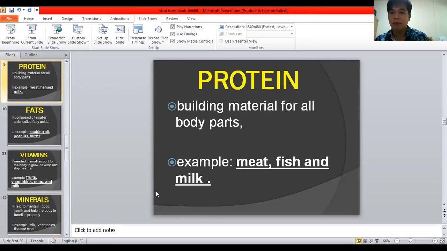Next is protein. Let's define what is protein. Protein is the building material for all body parts. What are the examples of protein? We have meat, fish, and milk. What is protein again? Very good. The examples of protein are meat, fish, and milk.